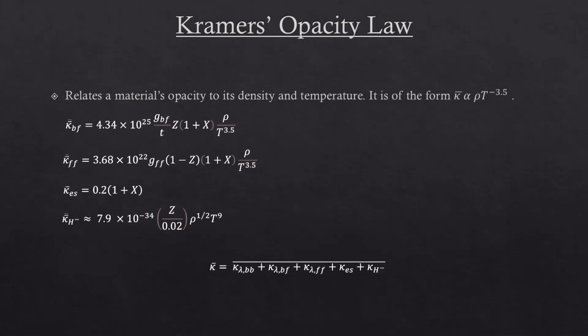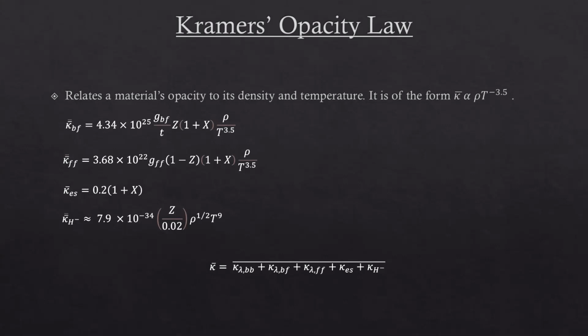It's sort of this form. This is a relationship between the opacity, kappa, and the density and the temperature. So we can see this relationship here for the bound-free opacities, for the free-free opacities. This also applied to the traditional optical opacity, or visible wavelength light.